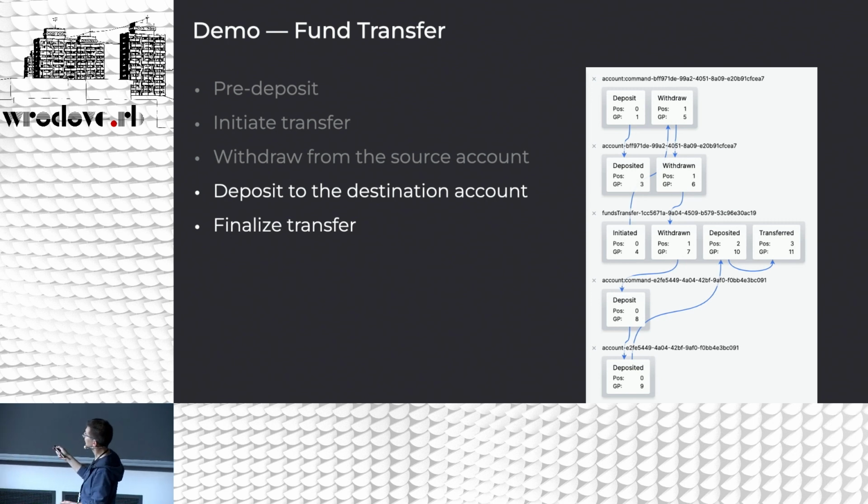So we write the withdrawn event, and once we know that money has been withdrawn, we can issue a deposit command to the second account. Once it's deposited, we are subscribed to this event as well, so we write our own deposited event. When we know money has been withdrawn, then deposited, our job is done, and we register that by publishing the transferred event. So this means our job is done.